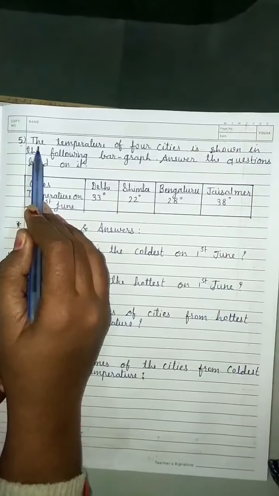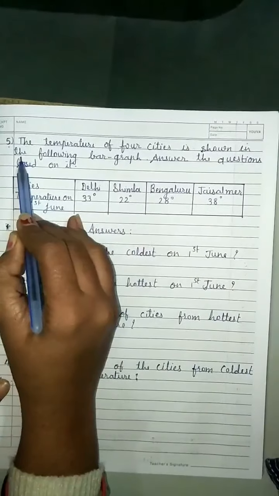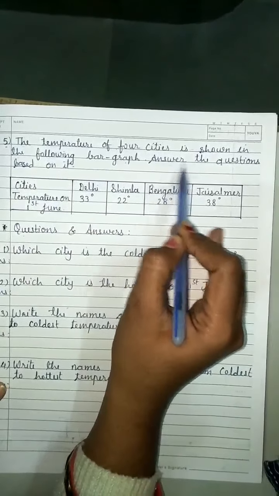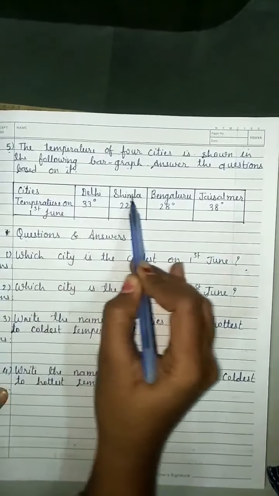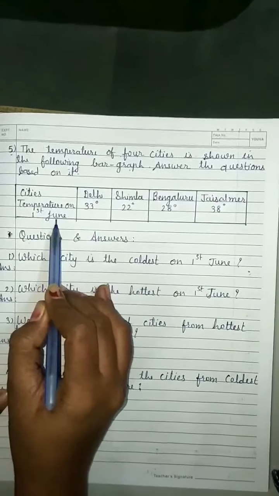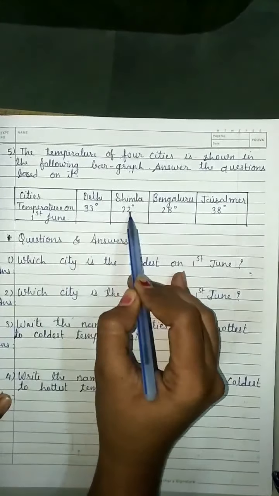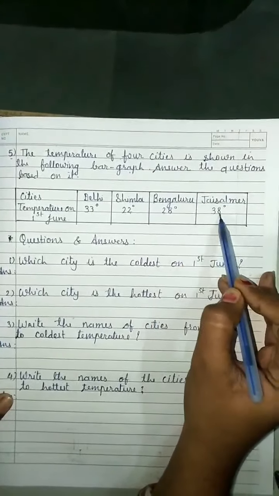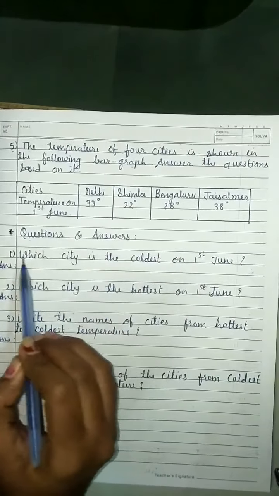Students, here we can see that the temperature of 4 cities is shown in the data and it is also shown in the following bar graph. So what we have to do? We have to answer the questions based on it. So here cities are given: Delhi, Shimla, Bangalore and Jaisalmer, and temperature on 1st June is given: 33 degree centigrade in Delhi, 22 degree centigrade of Shimla, 28 centigrade of Bangalore and 38 centigrade of Jaisalmer. So let's read the questions and answers.